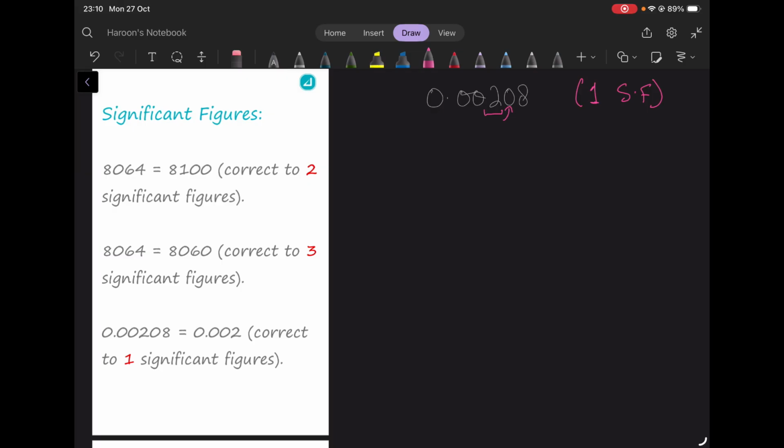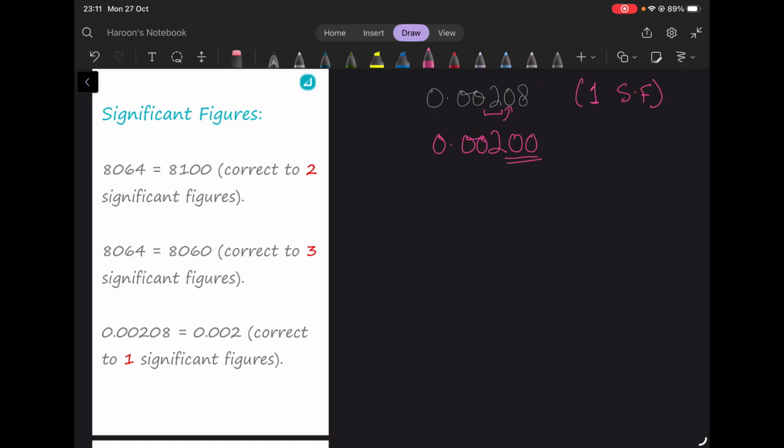It is less than 5, not equal to 5, because if it is equal to 5, or greater than 5, then we add 1 to the previous digit. If it is less than 5, then the previous number remains as is. But the important point to note over here is 0.002. We do not replace the next digits by 0. I will not write 0.00200, because this would actually become 3 significant figures.